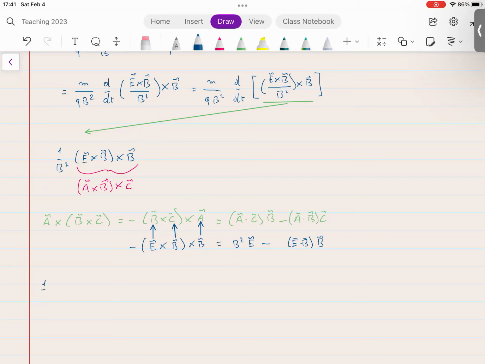So putting pieces together, 1 over B squared, E cross B cross B is equal to E dot B times B. I didn't leave the space for the 1 over B squared. My bad. 1 over B squared, E dot B times B, the second term, since I'm changing sign, minus B squared times E.